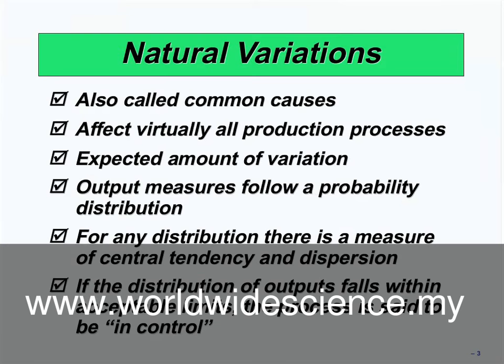Natural variation affects virtually all production processes. There is an expected amount of variation, and output measures follow a probability distribution. For any distribution, there is a measure of central tendency and dispersion. If the distribution of outputs falls within the acceptable limits, the process is said to be in control. In natural variation, we should use statistical methods or statistical formulas, and we have the normal distribution.